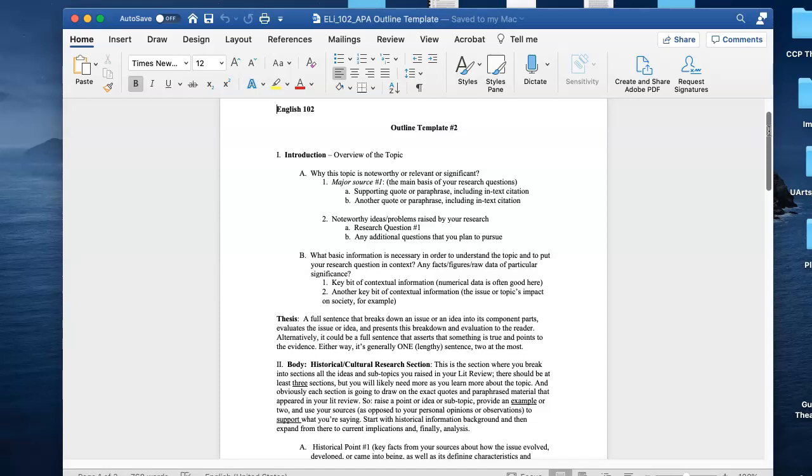This is outline template number 2. Take a look at it. Like I said, I'll send you a copy. The introduction is just an overview of the topic. You've kind of done that already. But again, you're just giving us a broad overview of the topic itself. And then you're moving into different categories about the larger topic. What I have here is, why is the topic noteworthy or relevant or significant? You should really have a sense of why this even matters.